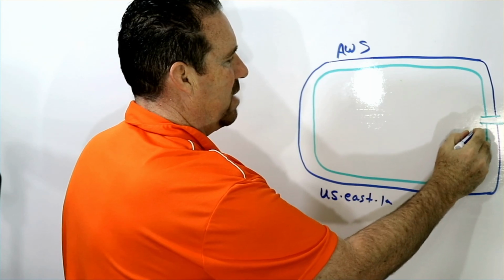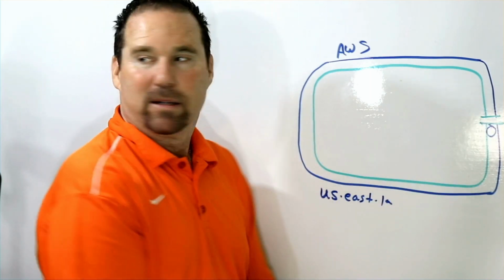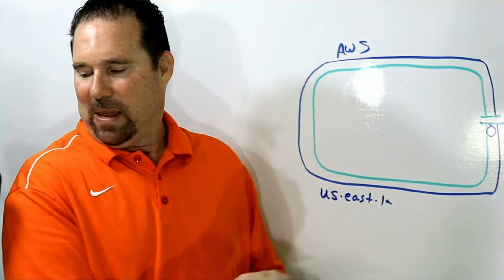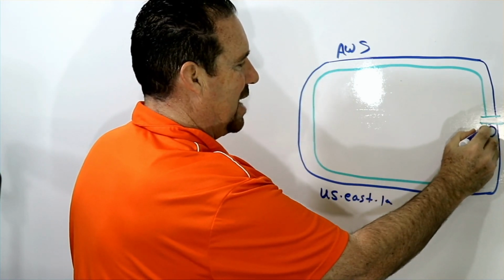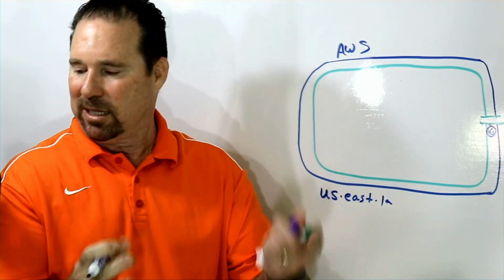Let's say we create that piece. I'll just put it right here. There's a little internet gateway. Can you see that? I think you can. We're just going to call this IG, for internet gateway. That's what gets us out.